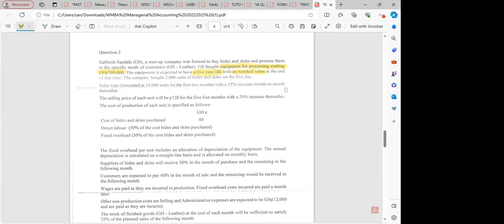Okay. The company bought 1,000 of hides and skins on the first day of operation. On the first day of operation, the business would try it, whether everything is in place. So the boss made them test their machines. Of course, let's forget about that.